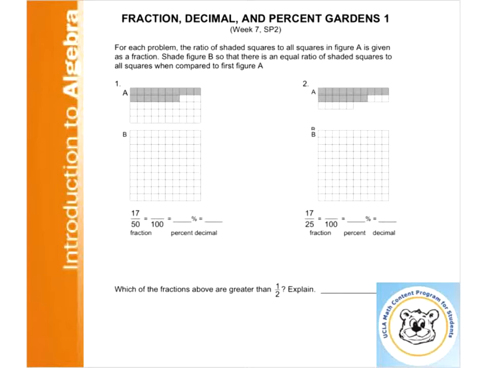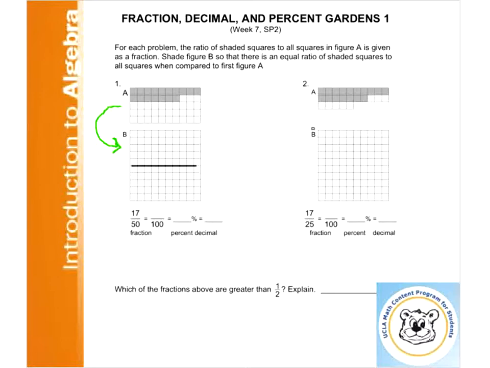Number 1, you'll see a figure A. And figure A shows 17 of the 50 squares shaded. Okay. And what we want to do is replicate that pattern, 17/50, onto pattern B, or this 100 square grid. Okay.